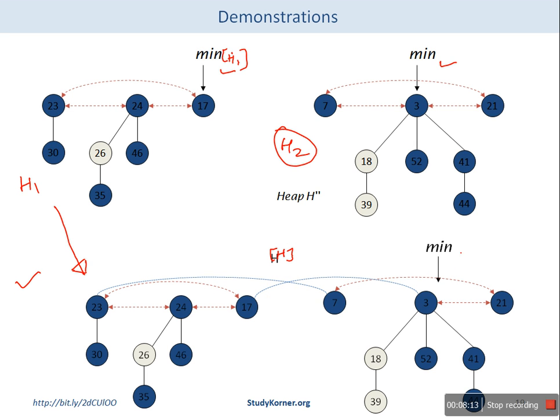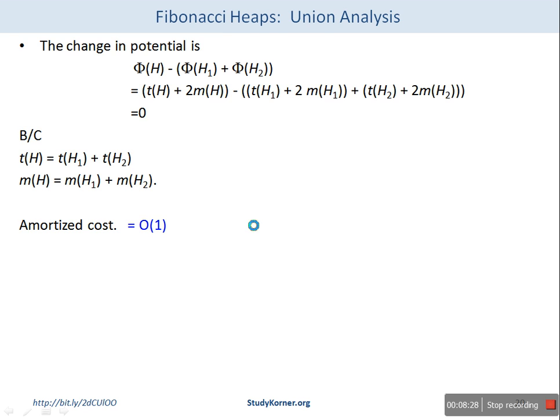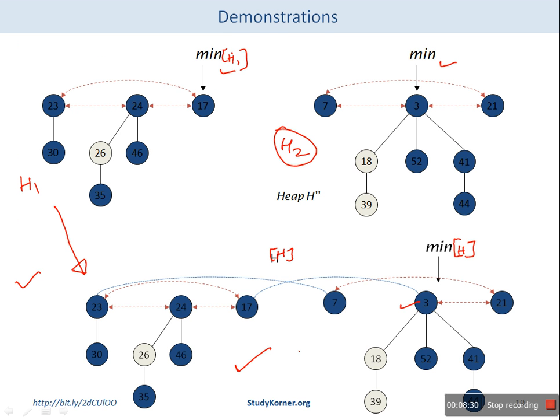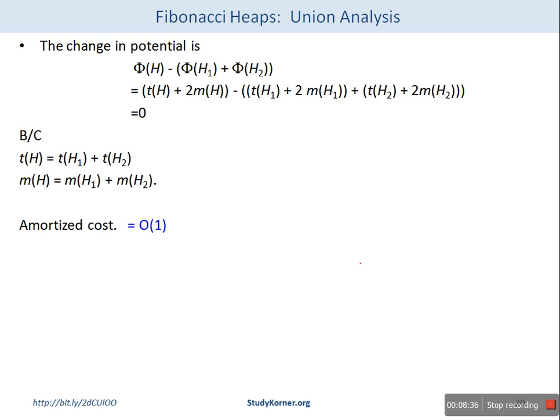And then update the min of H, because this is the new root list. I will check against the min of H here. So the min of H is now 3, because it is the minimum element in my root list. Okay, so this is how we unite two Fibonacci heaps into one Fibonacci heap.